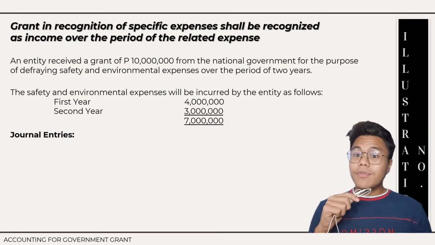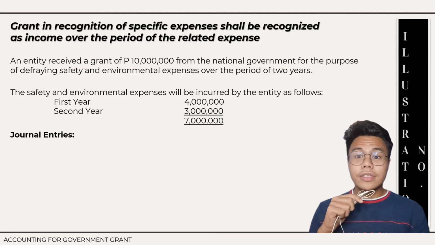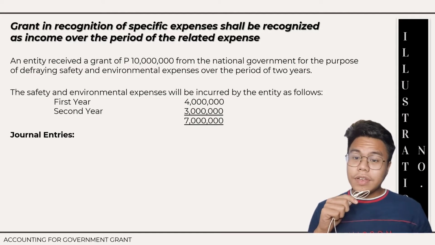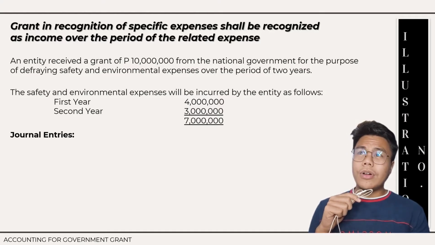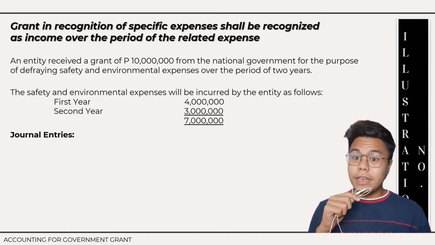So let's calculate for the first year first. So the journal entries are as follows. Of course, you will recognize the grant income received. However, it is unearned. It is an unearned revenue. It is treated as a liability.